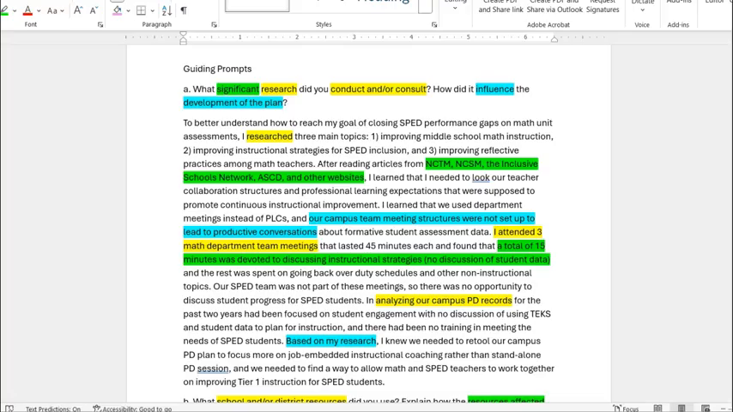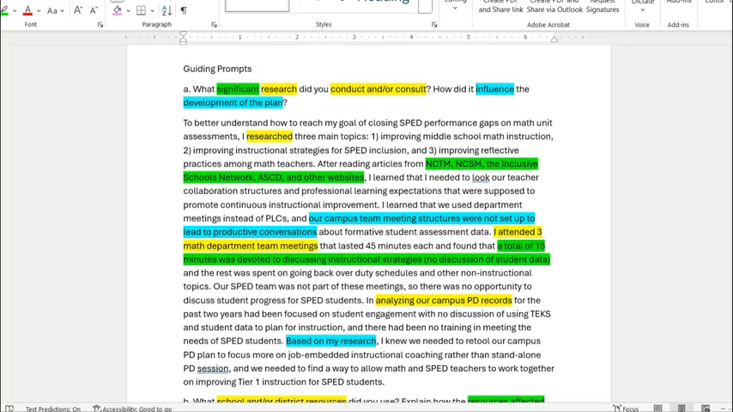Okay, so I've pasted the prompts in here. This is from 1.2.1, and I'm going to show you that picture in just a minute, so you'll know for sure where I'm getting this. So the first prompt, A, says, what significant research did you conduct or consult?